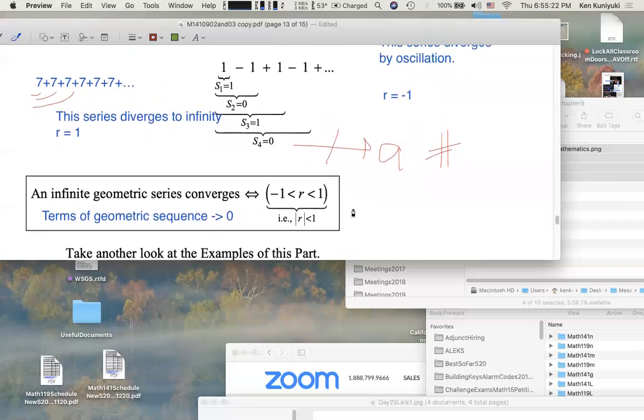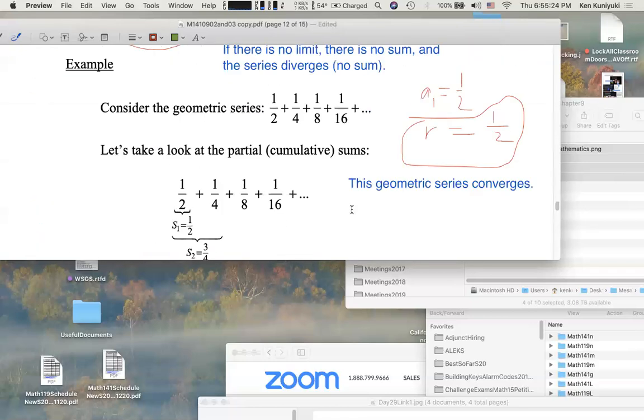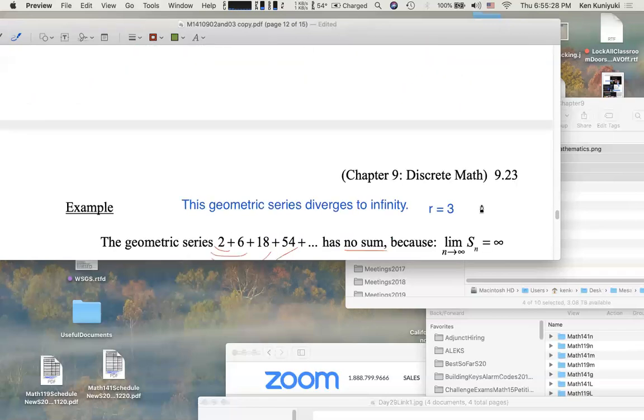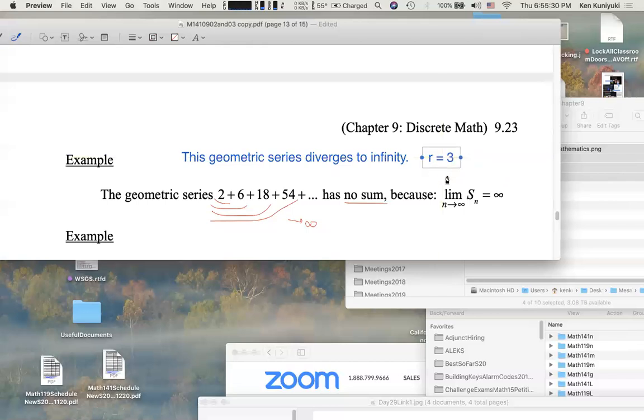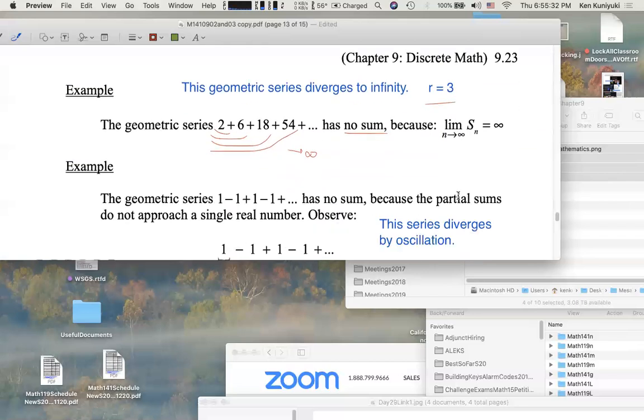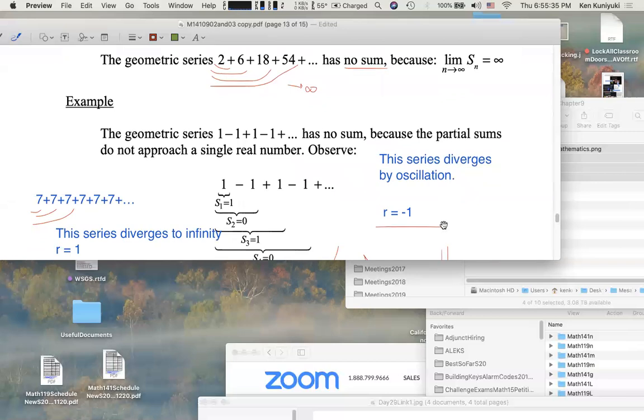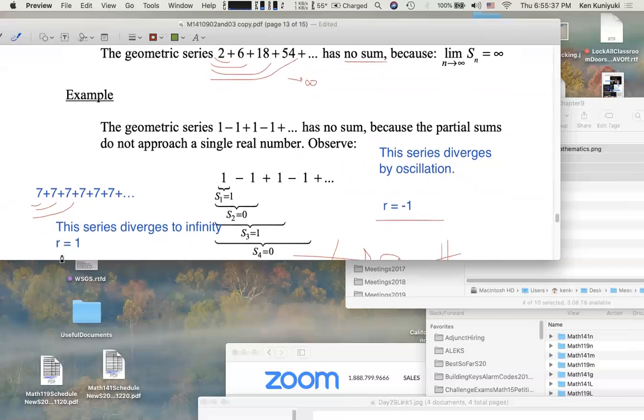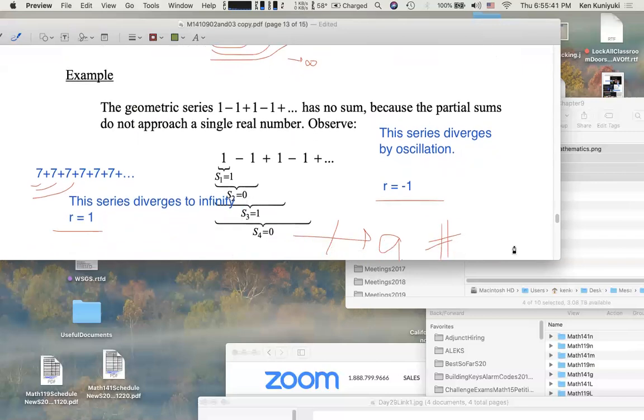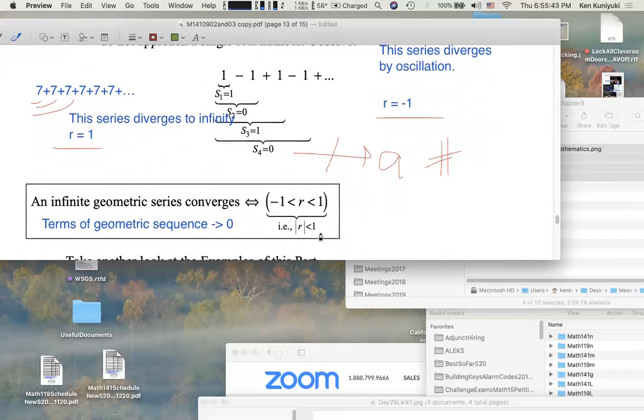So if r equals 1/2, converges. It's close enough to 0. If r equals 3, diverges. It's too far away from 0. If r is -1, you diverge. If r is 1, you diverge. Those are the borderline cases, but you do diverge at the borderline cases. These are strict inequalities.